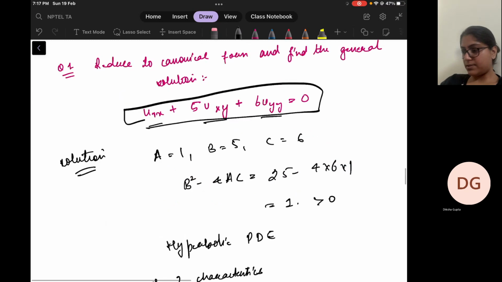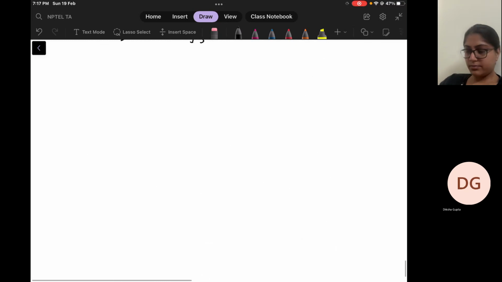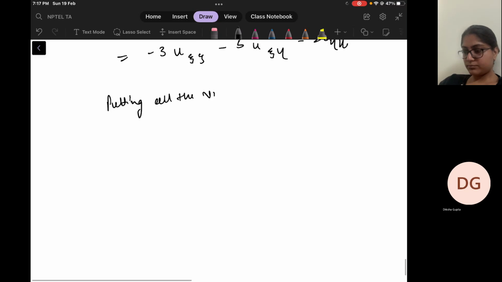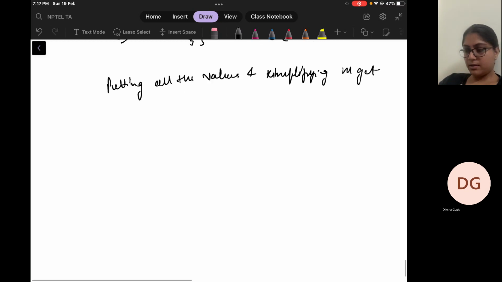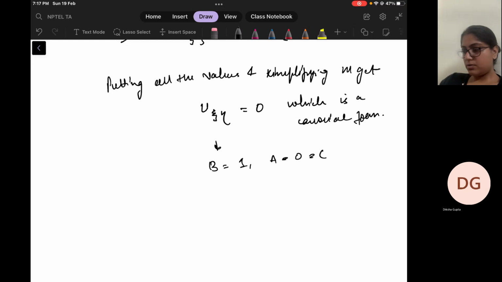u_xx plus 5u_xy plus 6u_yy. So if we put all the values, what we'll get is u_εη is equal to 0, which is a canonical form. Also you can see that in the canonical form b is equal to 1, a is equal to 0 is equal to c.